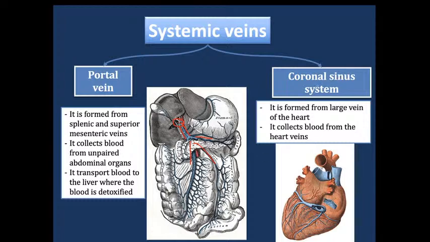And the fourth system is the coronary sinus system. This is the coronary sinus here. It is formed from the great vein of the heart, empties into the right atrium, and collects blood from all the heart veins.